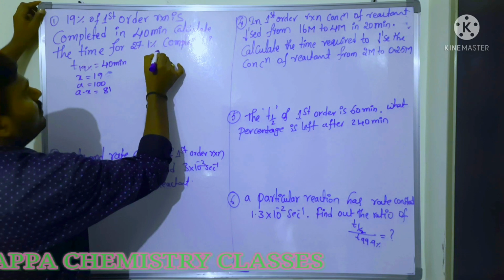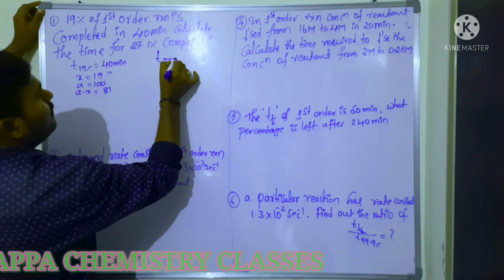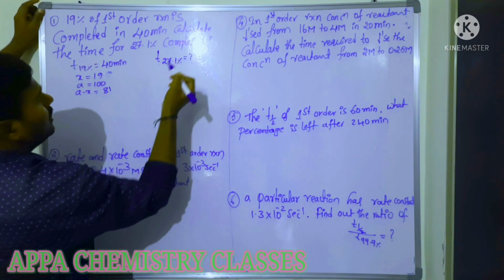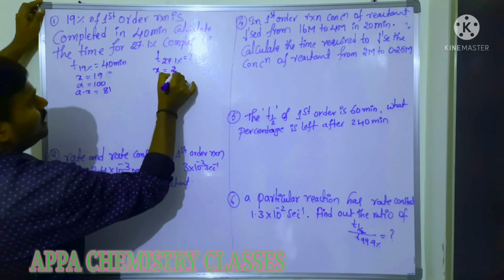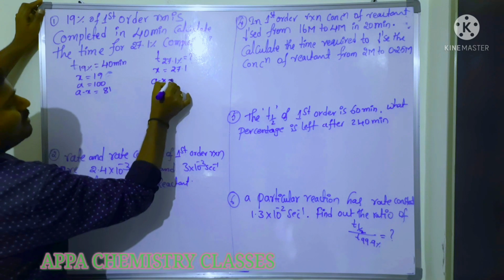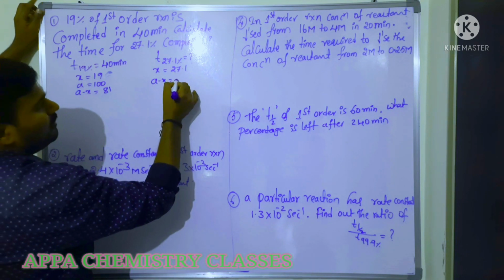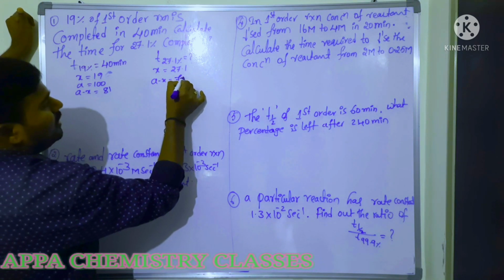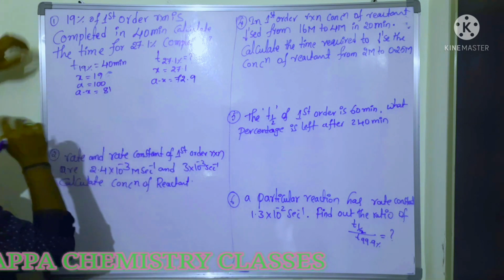Now here they are asking to calculate the time for 27.1%. So x is 27.1%, and a is 100. So a minus x will be 100 minus 27.1, that is 72.9. Okay?